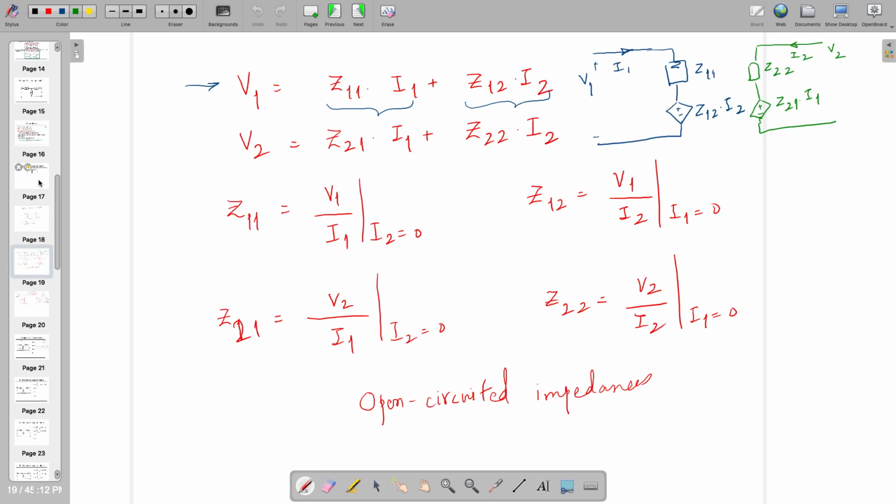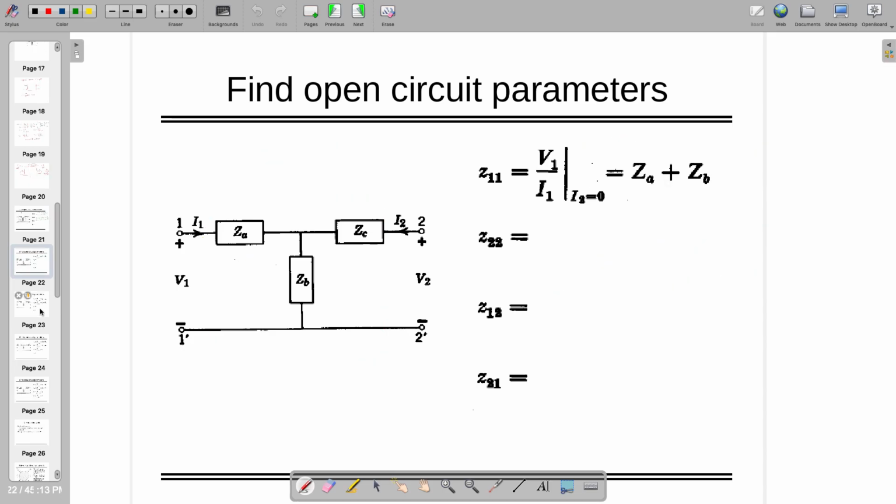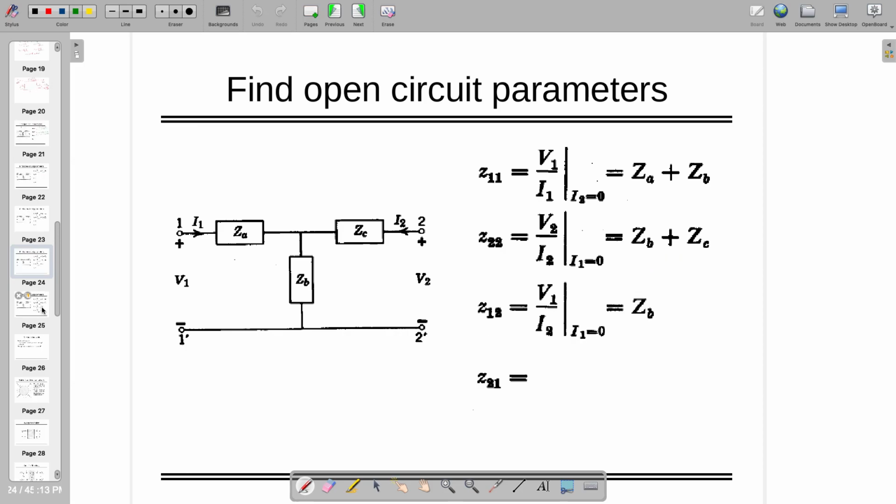So you can find out Z11, Z12, Z21 and Z22 through these equations, right? And you can write down that Z11 is nothing but ZA plus ZB, Z22 is equal to ZB plus ZC, but Z12 and Z21, which are dependent on different sides of currents, are both equal to ZB, right? You can verify this by the equation also.